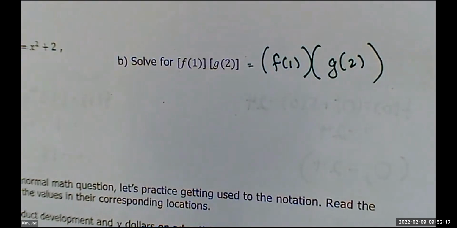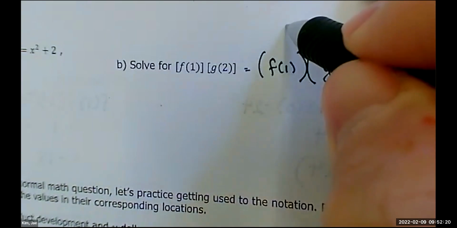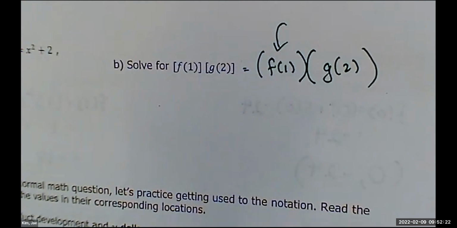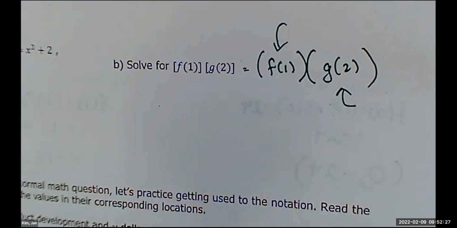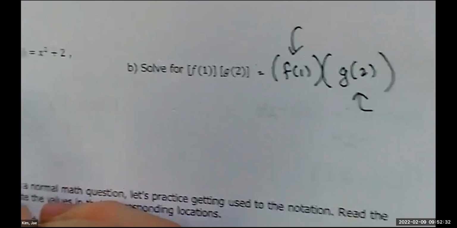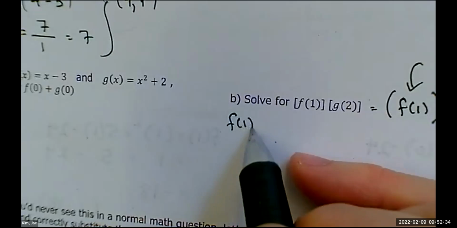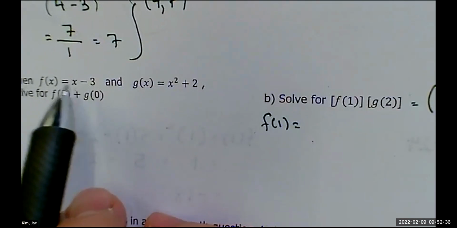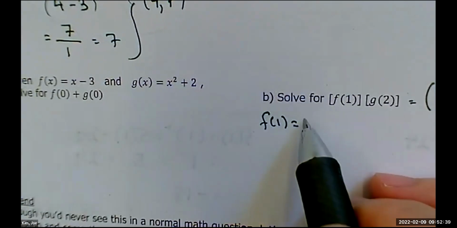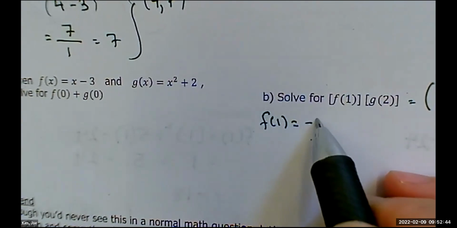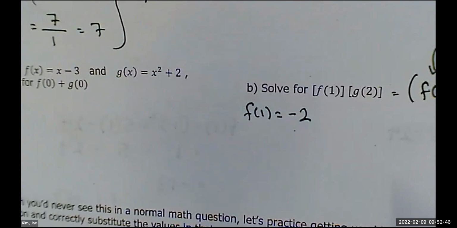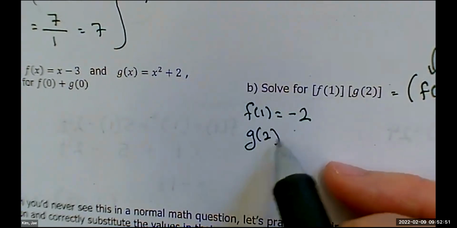All right. So first, for this one, find what f of 1 is, and then find what g of 2 is, and then whatever the two answers are, just multiply them. So here we go. I will do f of 1 here. f of 1 is 1 minus 3. I'm going to do mental math. I'm not even going to write 1 minus 3. You can do that in your head. Next, g of 2.